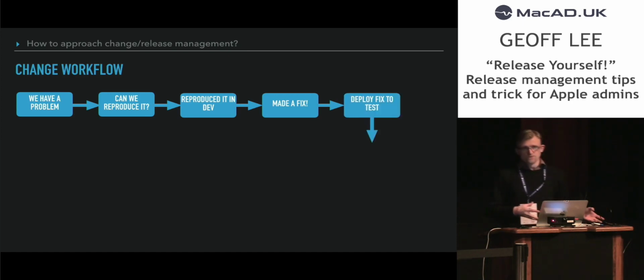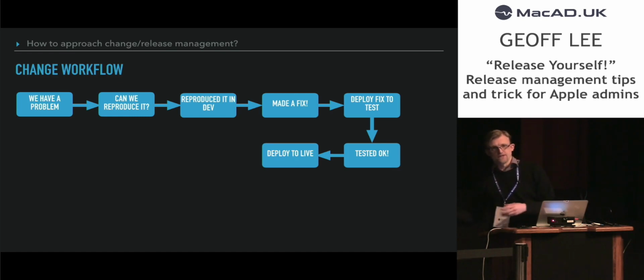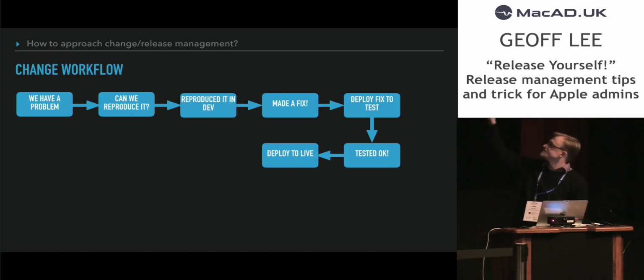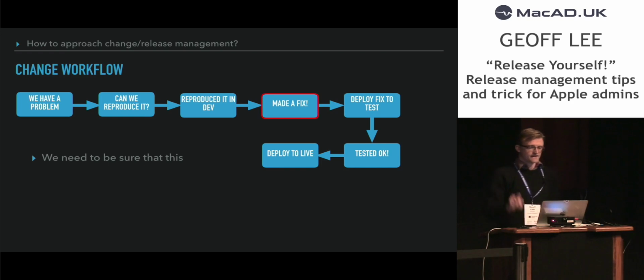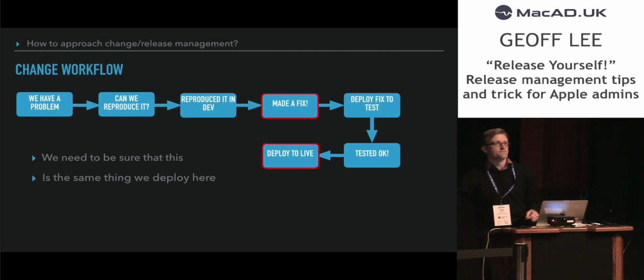We've come up with a fix, so what do we do? We deploy that to our test environment. And hopefully it tests out okay. At which point we think about deploying it to our live environment. So change management is sort of happening as part of that, somewhere between made a fix and deploy to live. But I think this whole process is really what I'm talking about in terms of release management. Particularly, what we want to be sure of is that the thing that we made here, which fixed the problem, is the same thing that we deploy here.